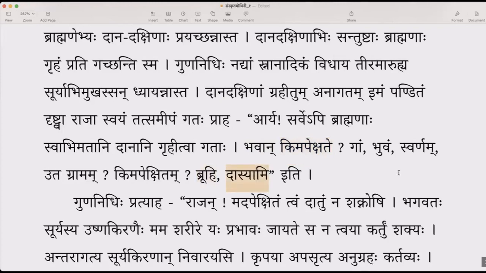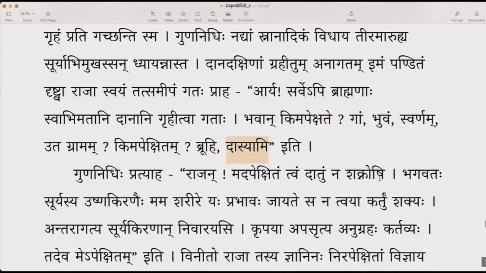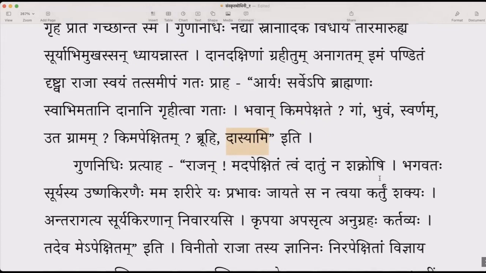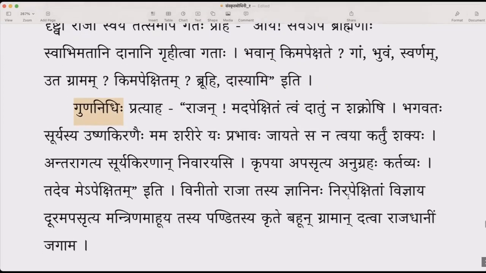Dasyami, which lakaram? Dhatu? Rit lakaram, future. Uttama Purusha, ekavachanam, correct. Gunanidihi Pratyaha. So Gunanidihi responded.